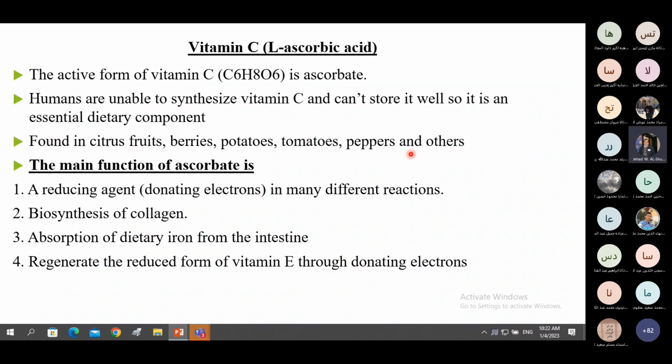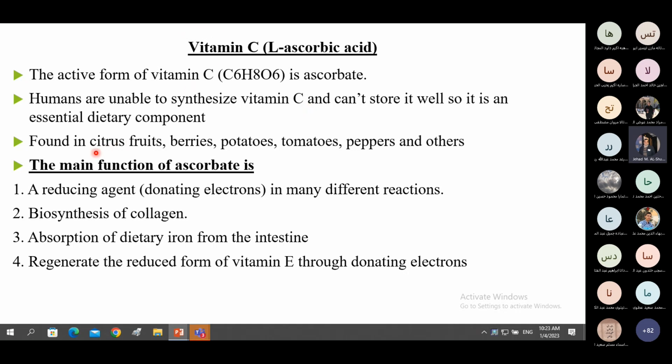We finished with vitamin B12. The last thing in today's lecture is vitamin C, L-ascorbic acid. The active form of vitamin C is ascorbate. So ascorbate is the active form of vitamin C. Humans are unable to synthesize vitamin C. And as we said before, because it is a water-soluble vitamin, our body can't store it for a long time.